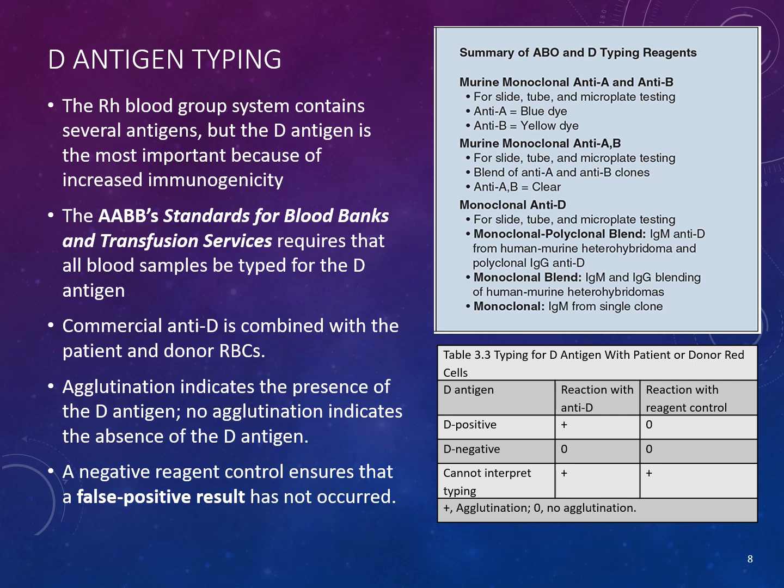To do that, we're going to use commercial anti-D serum. We're going to test against the patient's red cells or the donor red cells, and we're looking for agglutination to happen. If agglutination happens, then we know that the D antigen is present because we just tested it against anti-D. If there is no agglutination, then there is an absence of the D antigen. Additionally, one thing we must do is make sure that we have a negative reagent control to ensure that we do not get false positive reactions when we are testing our patients.